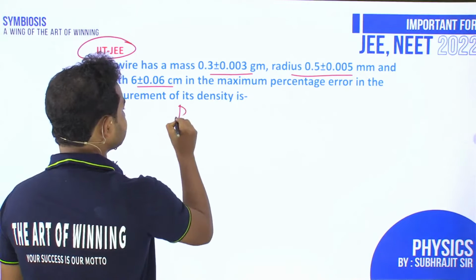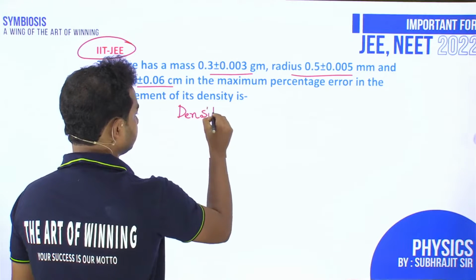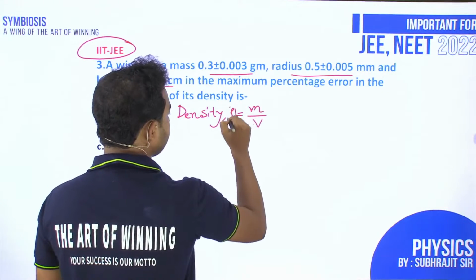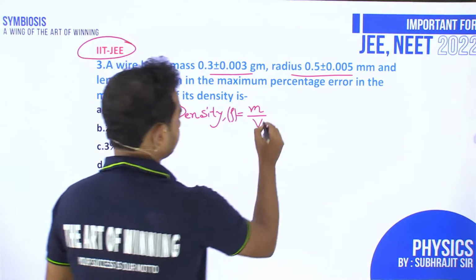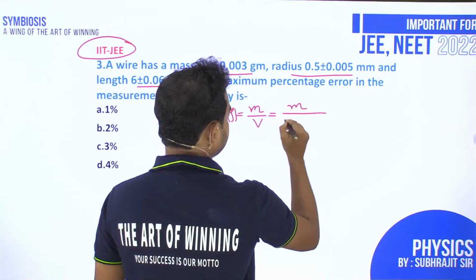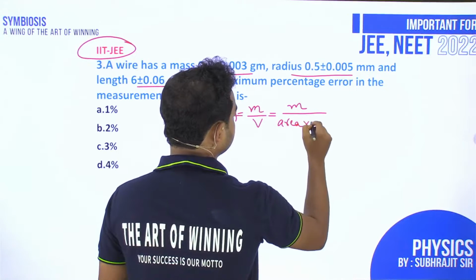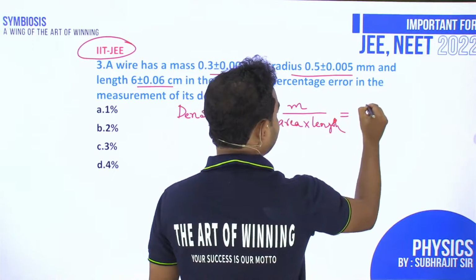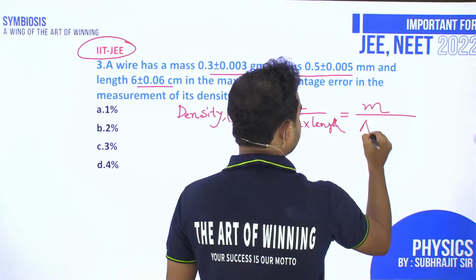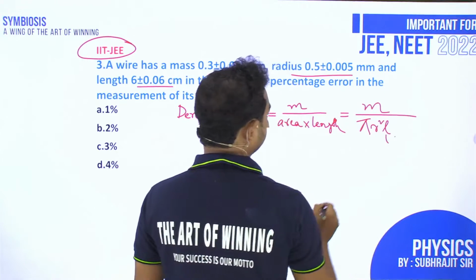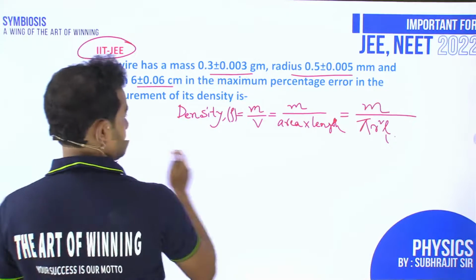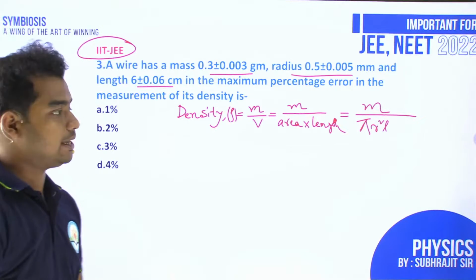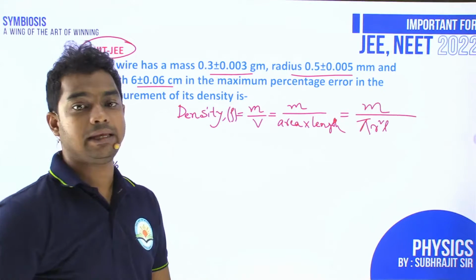So the density rho is equal to, you already know, rho equal to m by v. Got it? And this one we can write as area into its length, or we can write it as m divided by pi r square l, for a wire. We can write the density rho equals m by pi r square l.